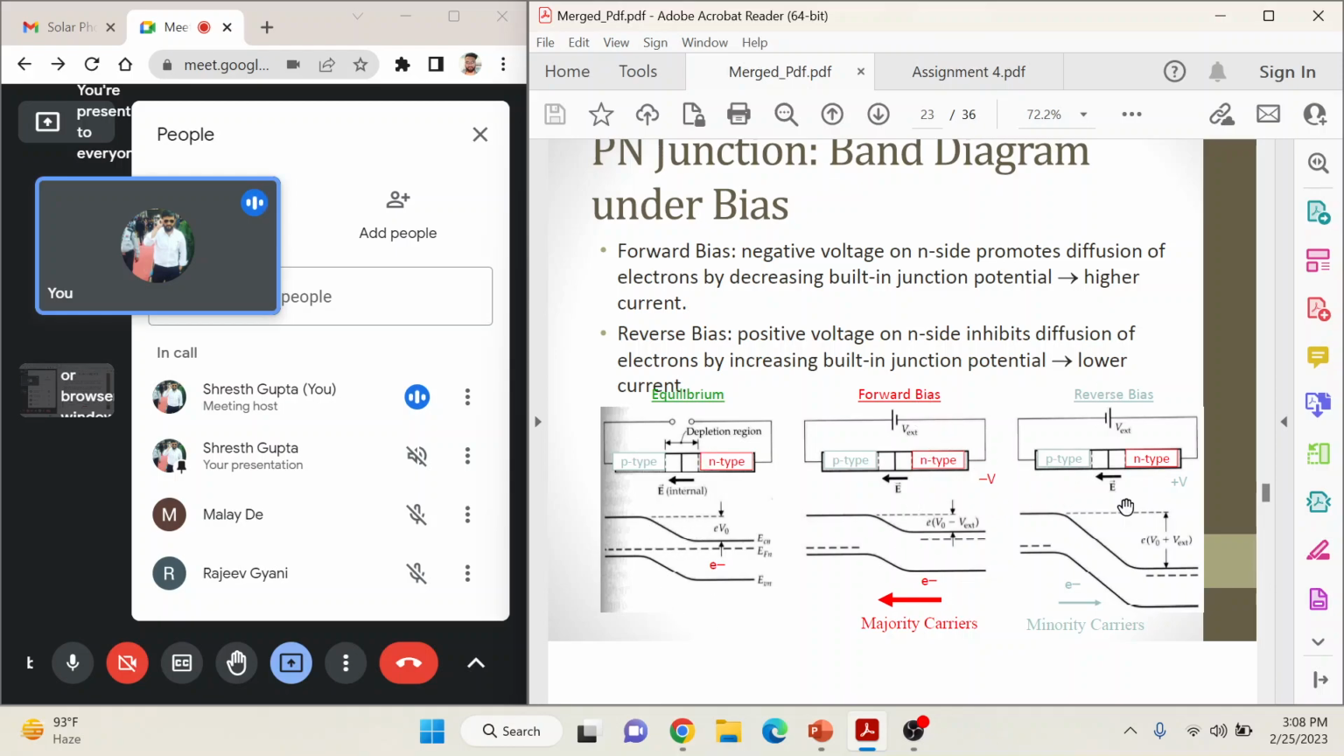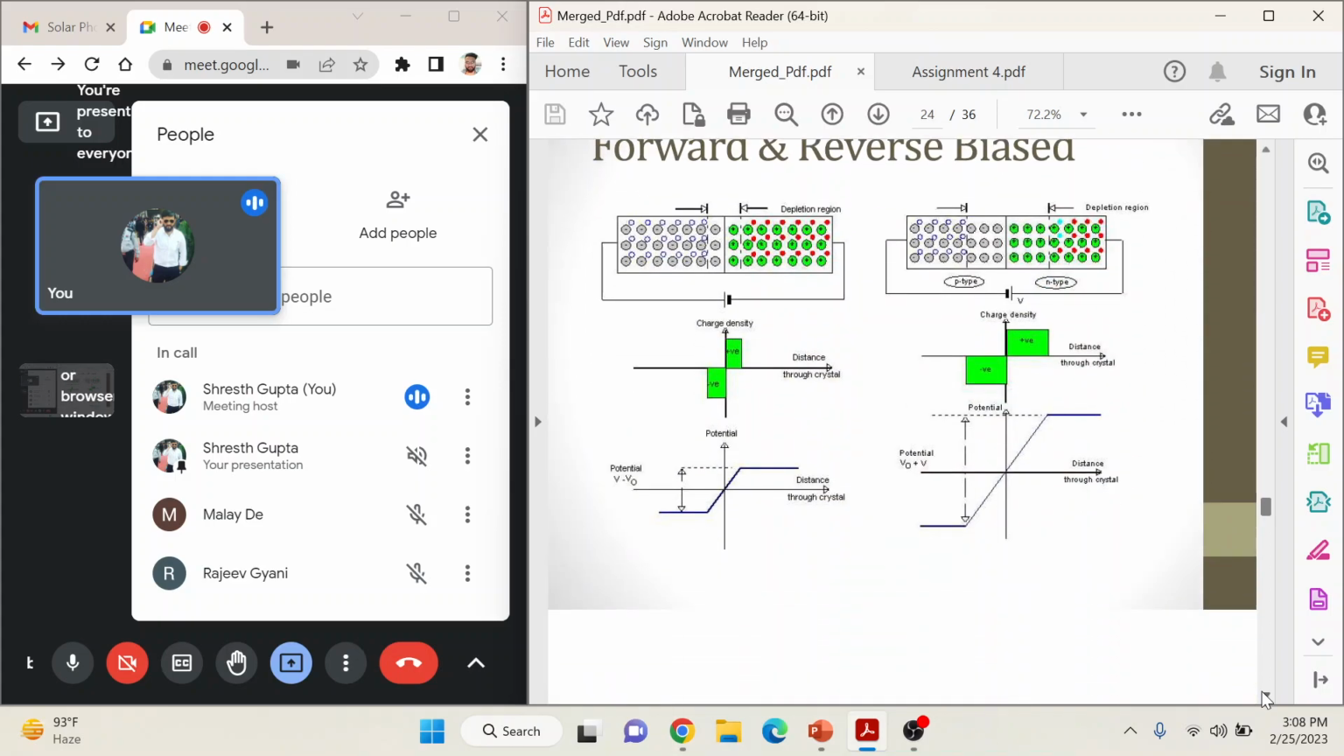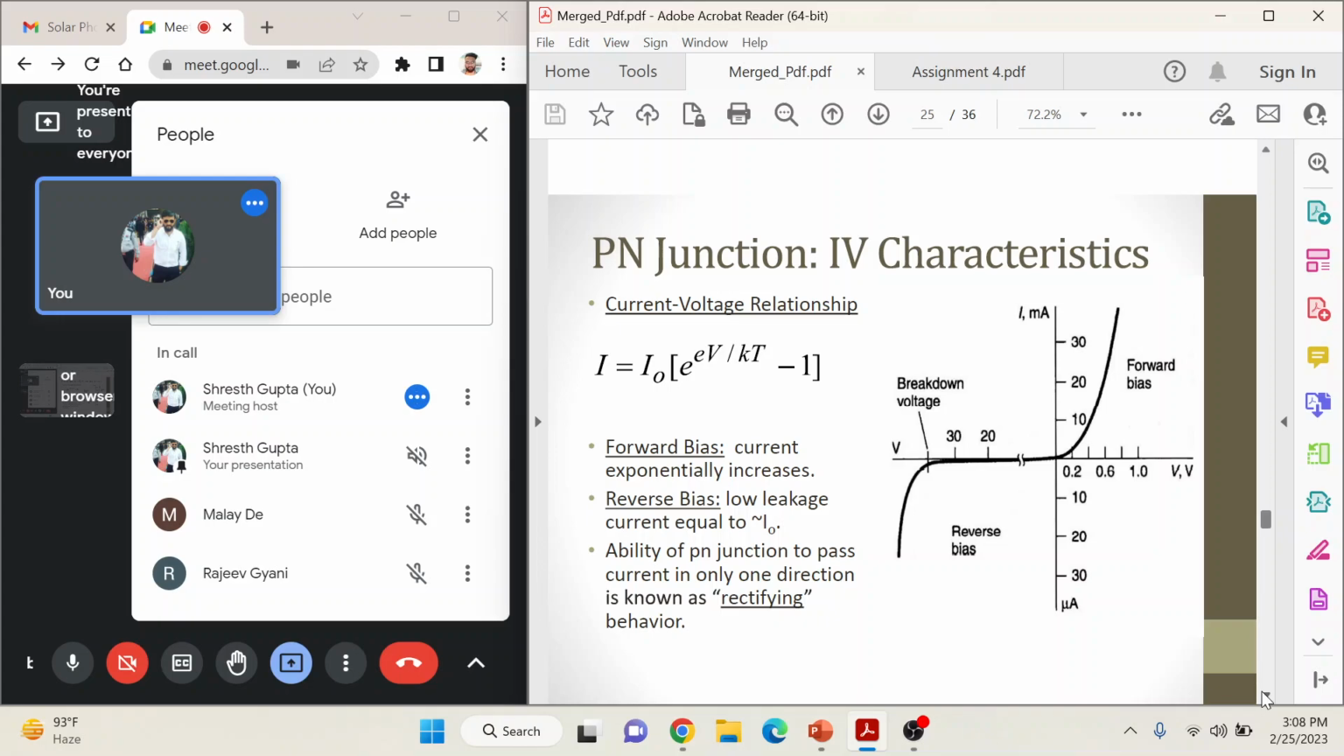This is a forward bias, and this is the reverse bias, and you can see the bending of the bands, and how the flow of the majority and minority carriers takes place in the presence of a forward bias and the reverse bias. And then there is this forward bias, reverse bias curve, the PN junction I-V characteristics, where the current and voltage relationship is I equals I naught e raised to eV by kT minus 1. And what is the breakdown voltage, and what does this curve actually tell us?